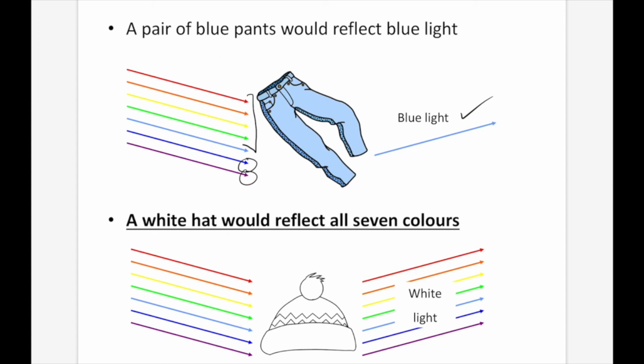Now a white hat would reflect all the 7 colors, because white is made up of all of the colors put together. So if you want to stay cool in the summer, wear something that's white, because white is going to reflect all the different colors, whereas something like black is going to absorb all the different colors and make you warmer.